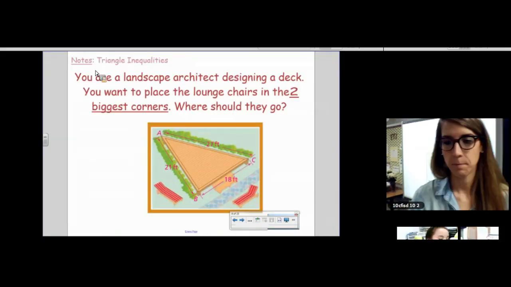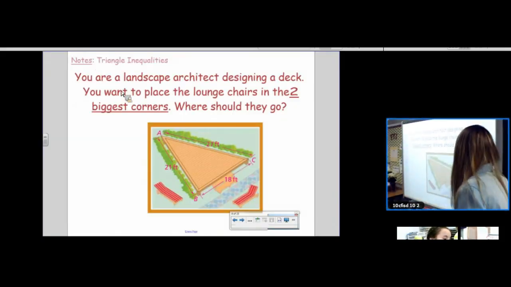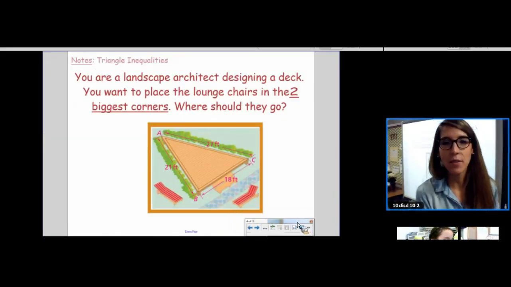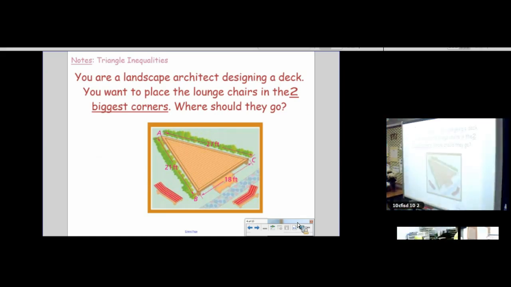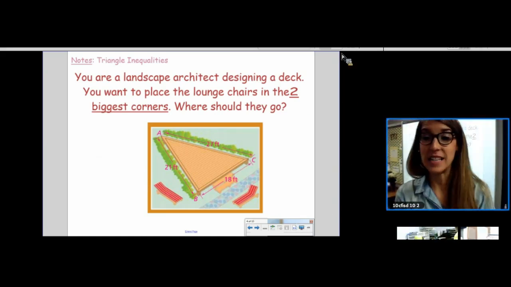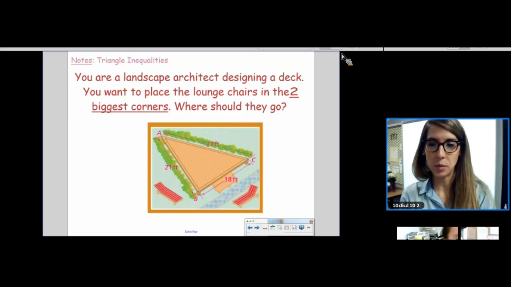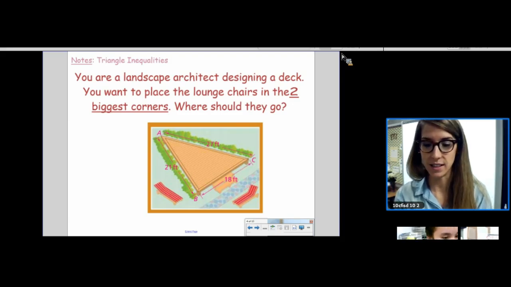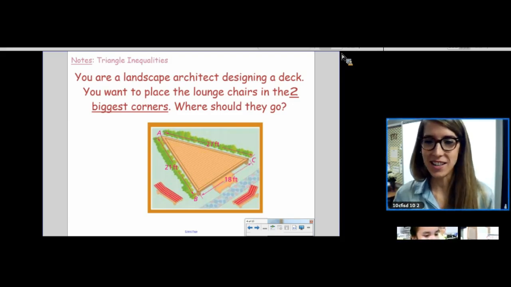What else from the homework? Title your notes, Triangle Inequalities. This is probably my favorite lesson of the whole unit. It is very straightforward, it's very common sense, and students really are successful with this lesson. So I can't wait to teach it to you.